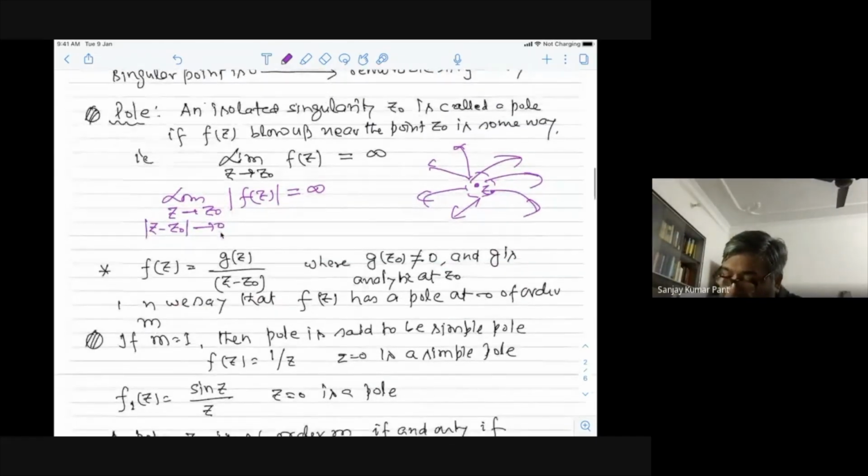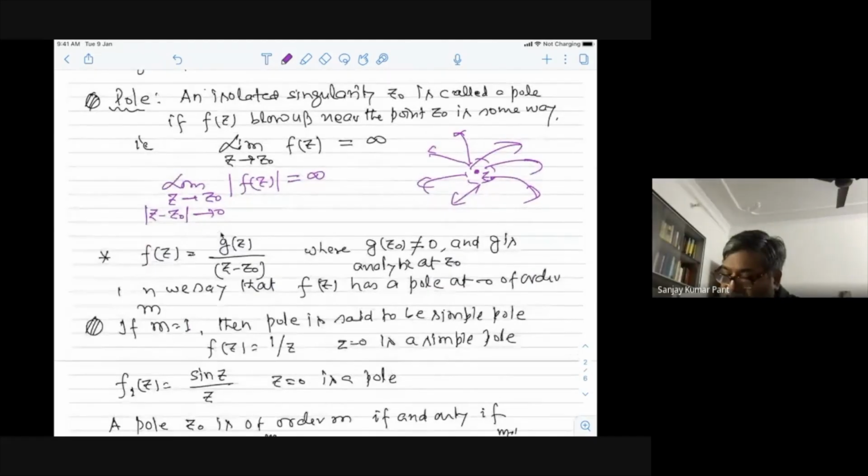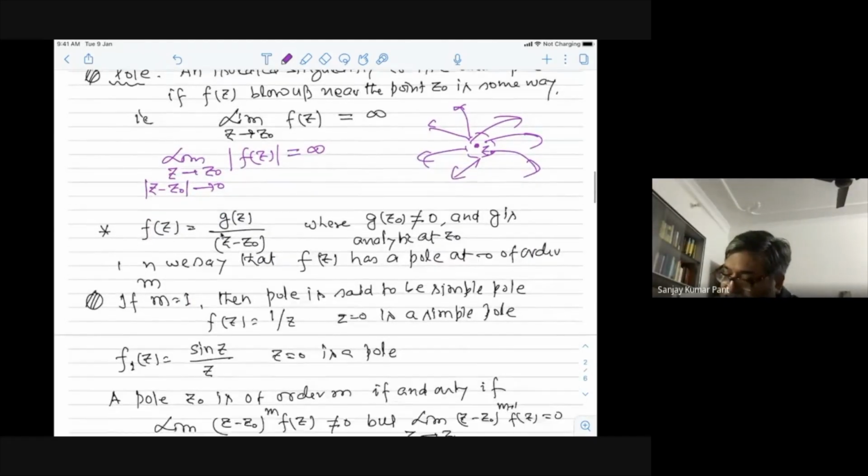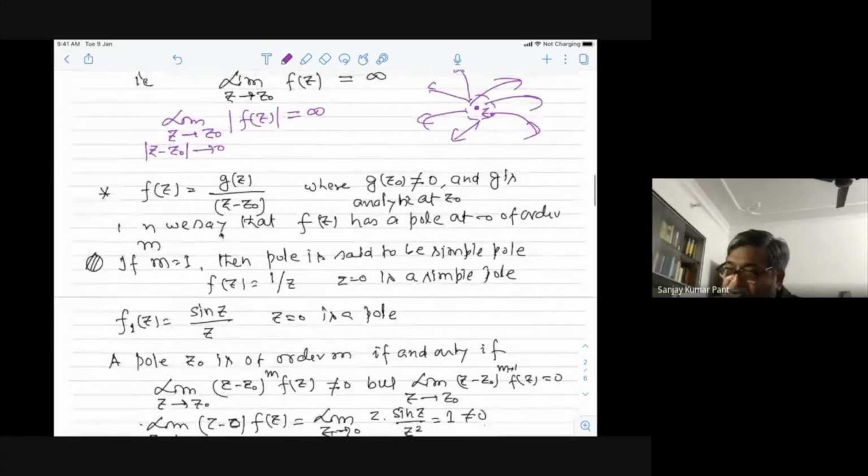So what is the defining property? That's a very interesting thing. A function is analytic, and it has a pole of order m at z naught if and only if that function can be written in this form: g(z) upon (z minus z naught) to the power m, where g(z naught) is not 0, so z naught is not a zero of g(z), and g(z) is analytic at z naught. So it's a very nice defining property.